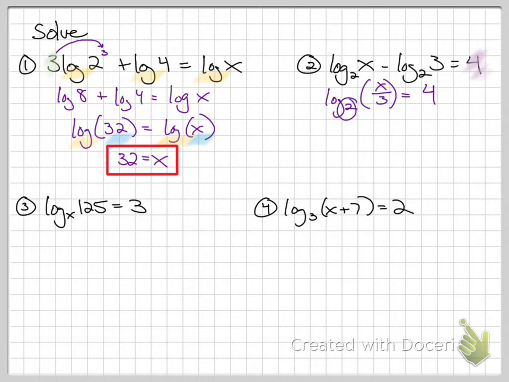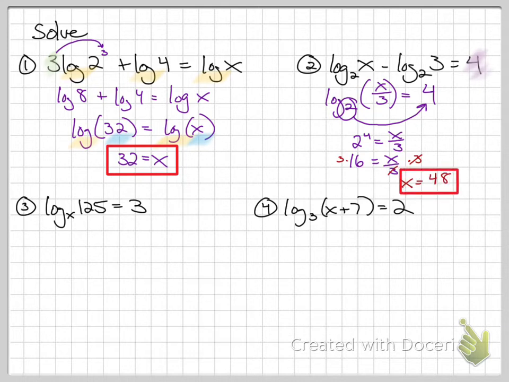So circle the base, 2 to the 4th power equals x over 3. 2 to the 4th is 16 equals x over 3. Multiply both sides by 3 to get rid of the fraction. Those ones cross out. X equals 48. So when there's one regular number, we condense the logs together, and then we change it to an exponent problem and finish solving.